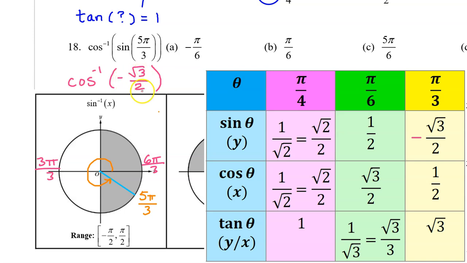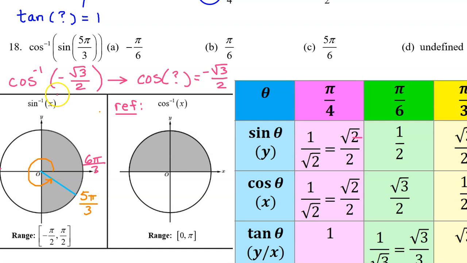Substituting negative radical 3 over 2 for the sine of 5 pi over 3 gives us the arc cosine of negative radical 3 over 2. We can evaluate the arc cosine of negative radical 3 over 2 by asking ourselves the cosine of what is equal to negative radical 3 over 2. We can find the reference angle by ignoring the negative sign. Since the cosine of pi over 6 is radical 3 over 2, the reference angle is pi over 6.